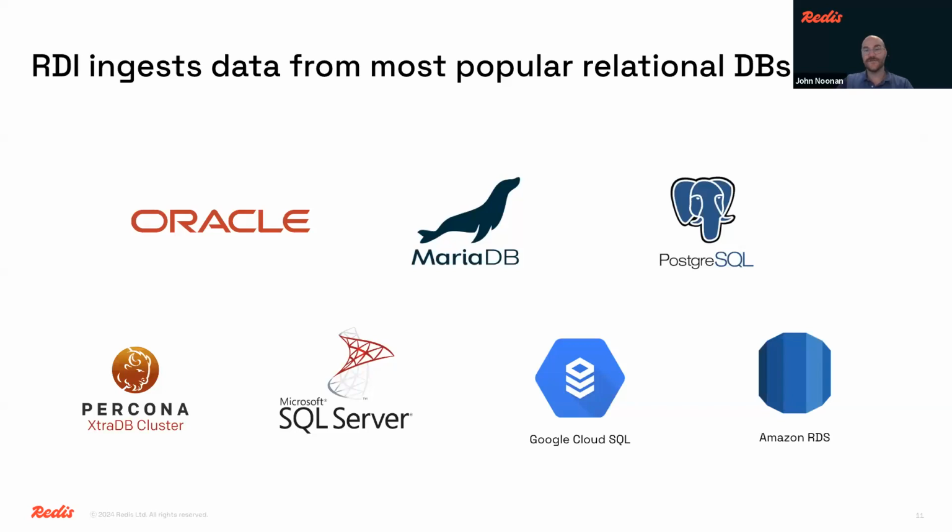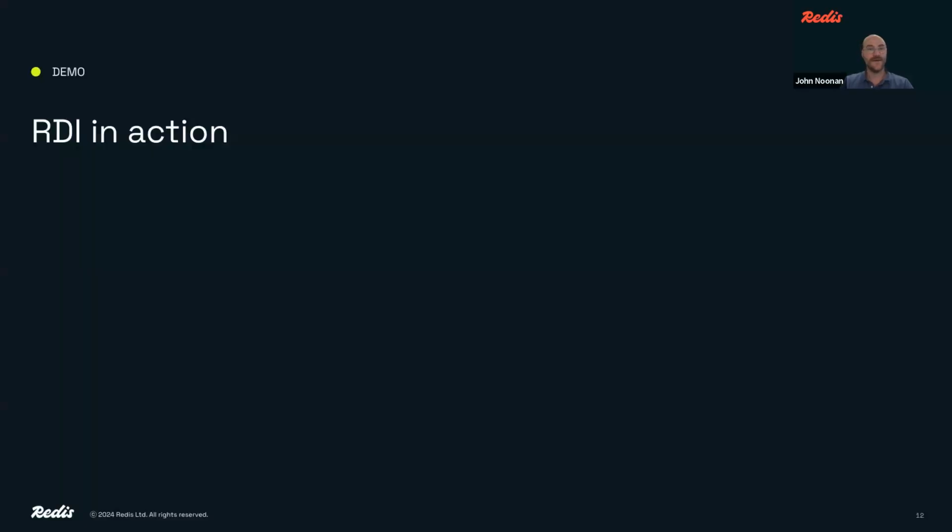RDI can ingest data from most popular relational databases. We support Oracle, MariaDB, PostgreSQL, Percona, XtraDB, SQL Server, Google Cloud SQL, and Amazon RDS, and there's even more to come. And now I'm going to hand it off to Yaron, who's going to run through a demo of RDI.